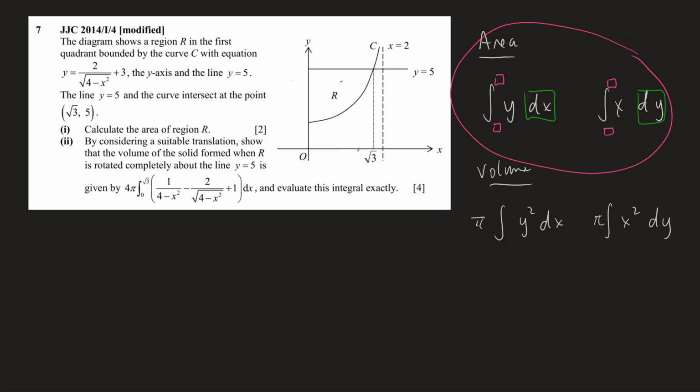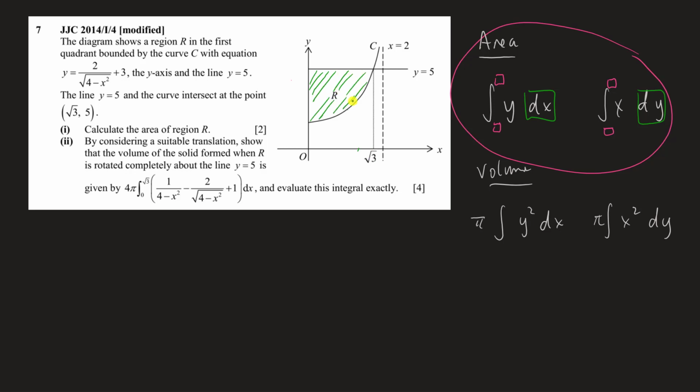In the first question, they say the equation is y equals 2 over root of something, plus 3. So y is in terms of x. They're very nice, they give you every single point that's available, like this is root 3. You don't have to find it yourself. Very good. Calculate the area of region R. So they want this region here.